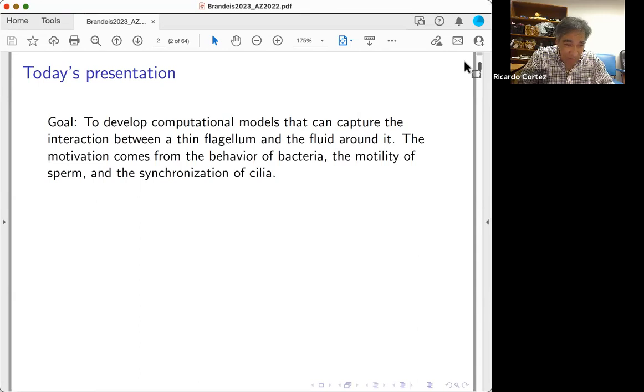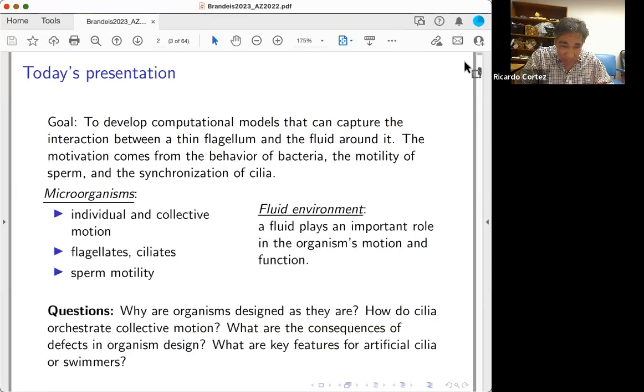So what we want to do is develop computational models that can capture interactions between thin filaments and the fluid around them. And usually these will be at microscopic scale. So for example, in microorganisms, we might want to do individual or collective motions, and we want to be able to model flagella and cilia. For example, look at sperm motility or bacterial motion. And obviously the fluid environment is an important part of this.